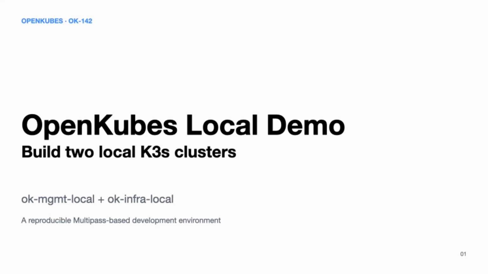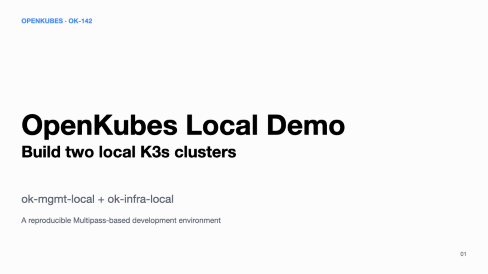Welcome. In this video, we will build the local OpenKubes environment from a clean Mac host. The goal is not to install platform applications yet. We will focus only on the foundation: two separate Multipass virtual machines, each running its own separate K3s cluster. One cluster represents the management layer and the other represents the workload layer.